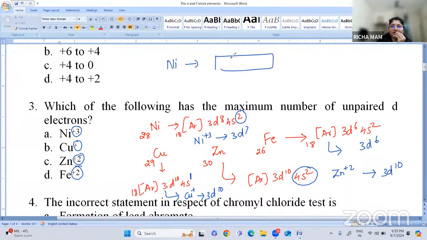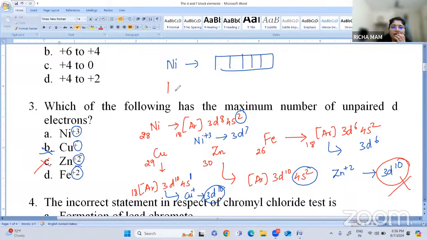Now write nickel, which is 3d7. Copper is 3d10, so all are paired, so this is not possible. The third one is not possible. Zinc is also 3d10, so these are also all paired, so this is also not possible.